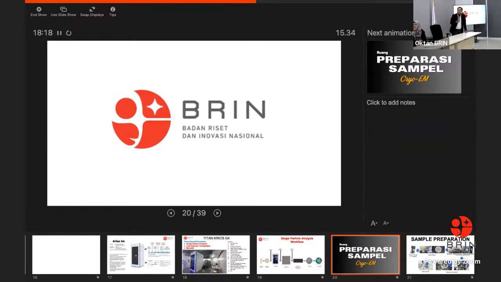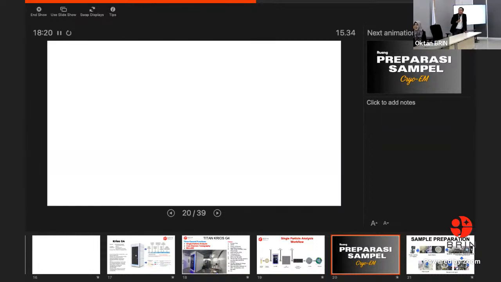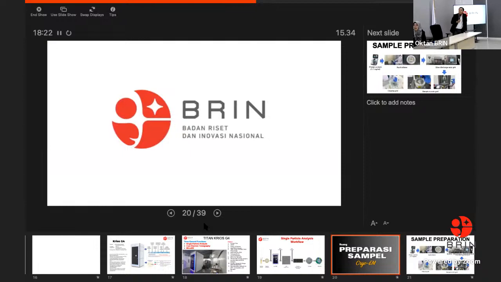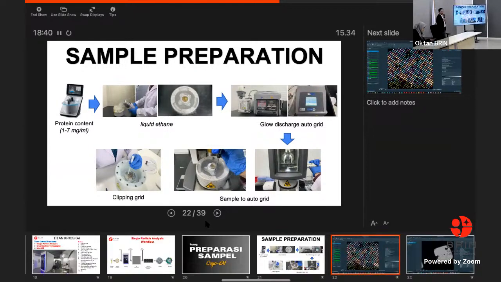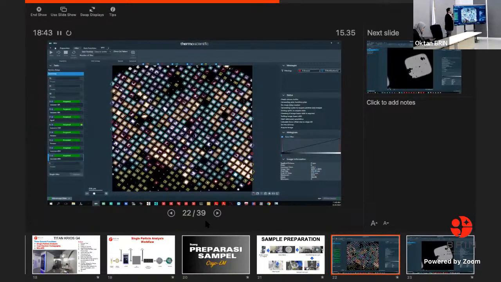Okay, continue. So yeah, this is the step by step. Before we prepare, we try to measure the protein content, and preparation for liquid ethane, glow discharge, auto grid, put the sample, and clipping. Yeah. Okay, continue. And then we run it in the cryo-EM.